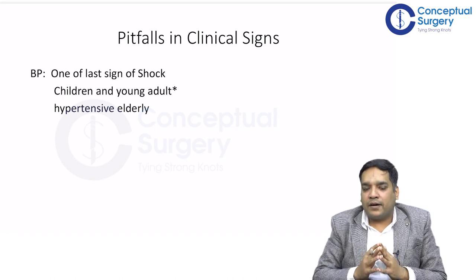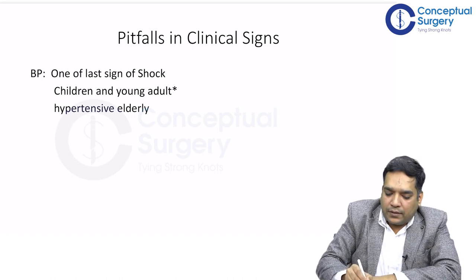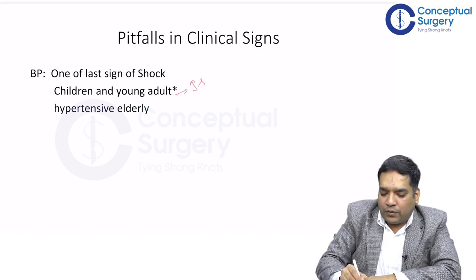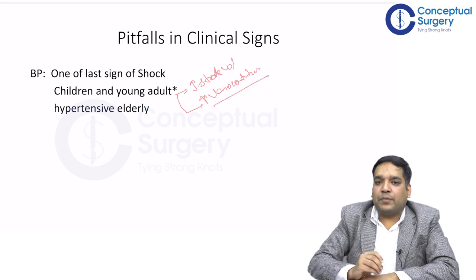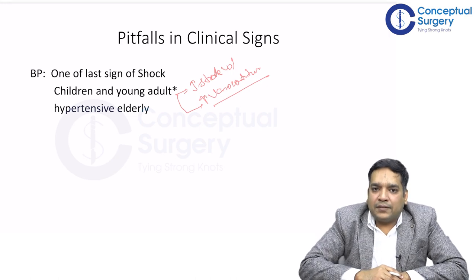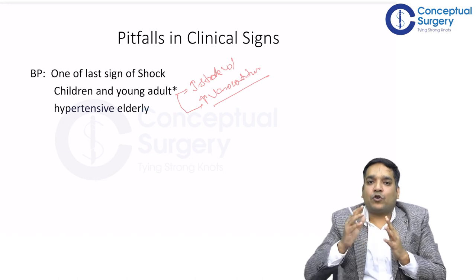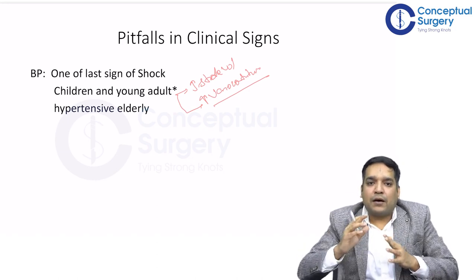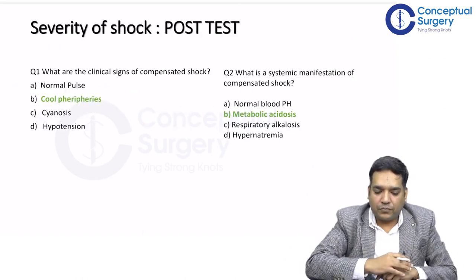And in children and young adults, they are able to maintain the BP till the last stage of shock by virtue of being able to increase the stroke volume, and also they are able to increase vasoconstriction. So by these two mechanisms, they are able to maintain the BP till the last stages of shock. And it is important to know that hypertensive elderly after a shock may present with a normal BP reading, right, which could be a normal reading for the general population, but for them it is basically a hypovolemia state.